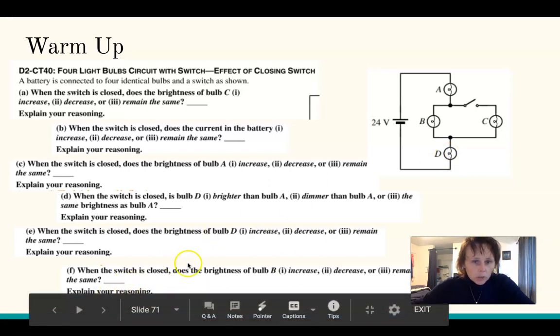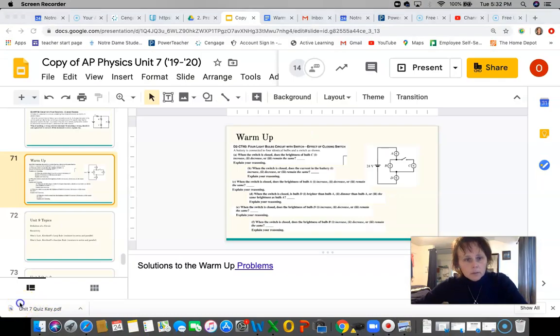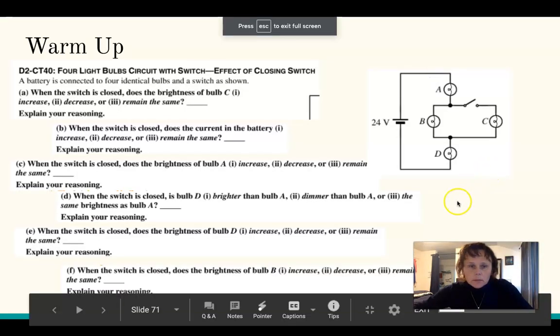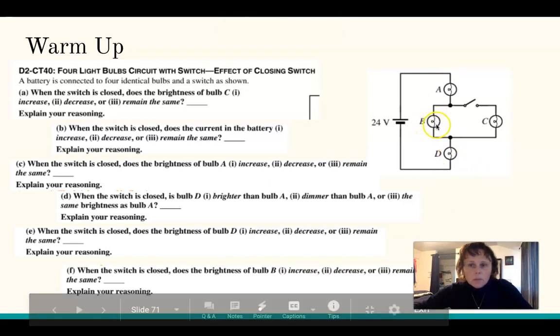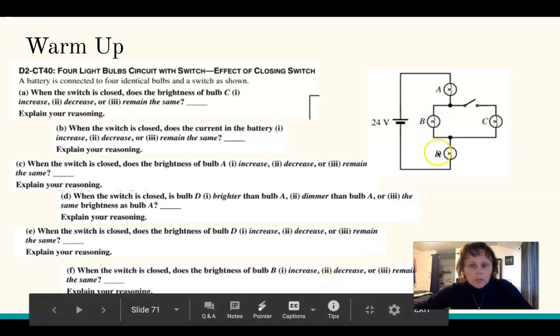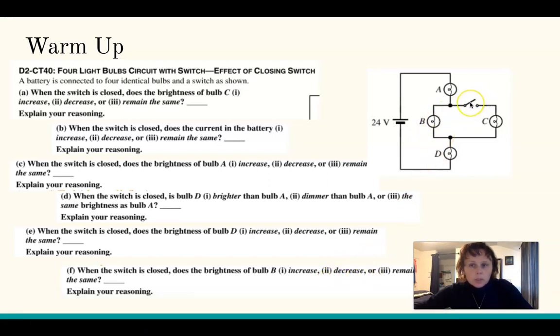When the switch is closed, I'm looking at F now. Does the brightness of bulb B increase, decrease, or remain the same? The brightness of bulb B is going to be less. It will decrease compared to the open switch circuit. Let's see why.